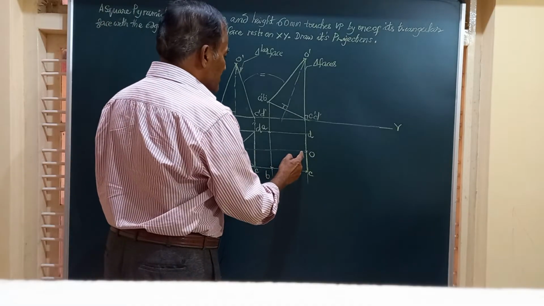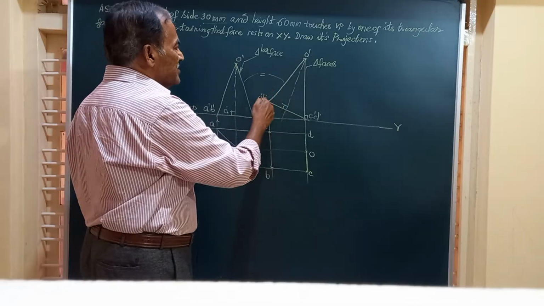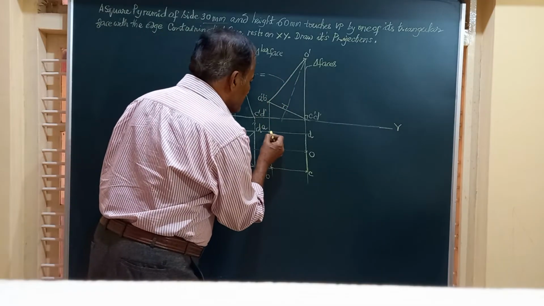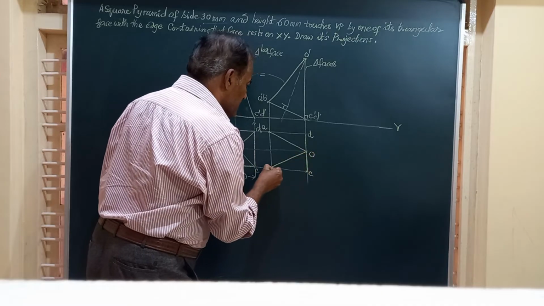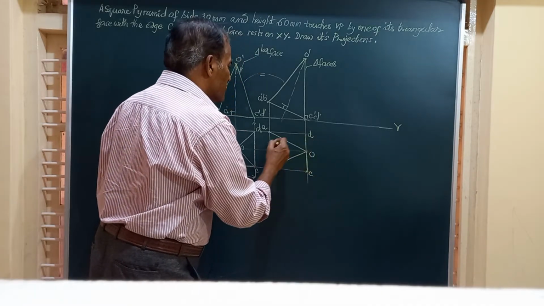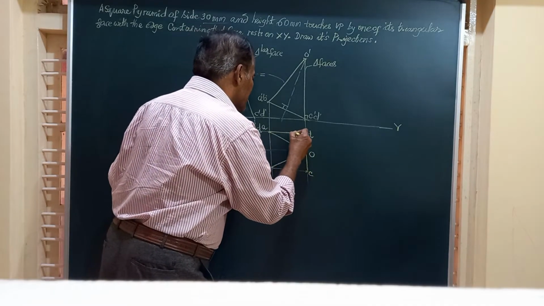Now friends, this O is to be joined to A, joined to B. So I am going to join O to A, O to B, O to C, O to D, and all these are to be joined.